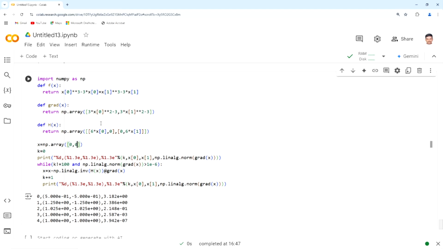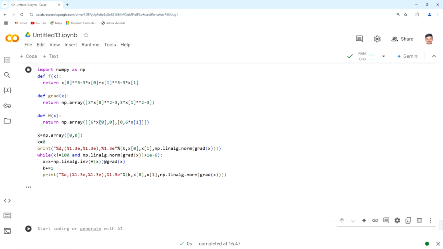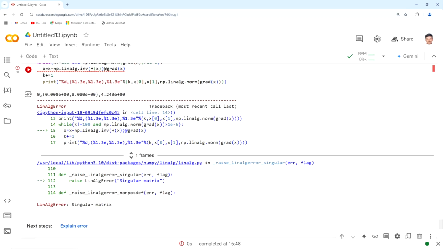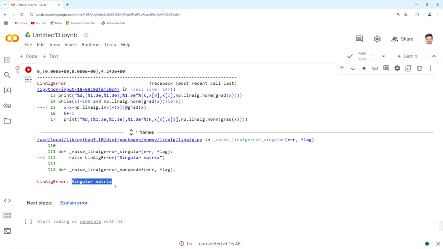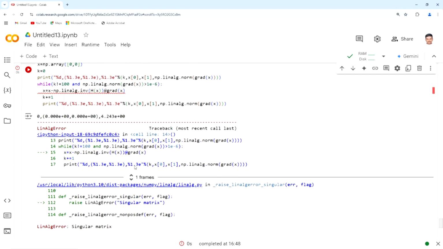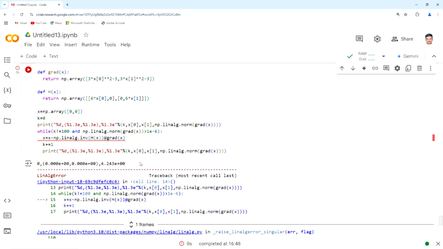So, if you give 0 0, there is an error, it says that you have got a singular matrix. So, when you encounter this in a practical problem, just modify x and go ahead, or modify the algorithm, consider variants of Newton's method or something of that sort. There is no other respite when the Hk that you have is a singular matrix.